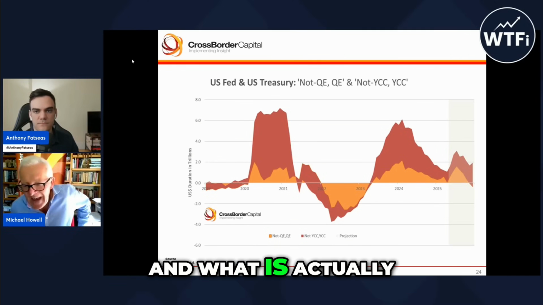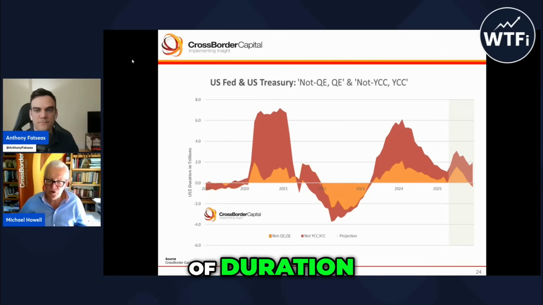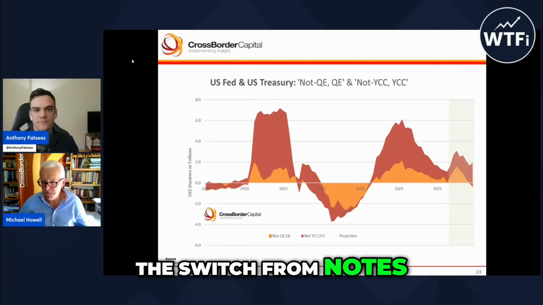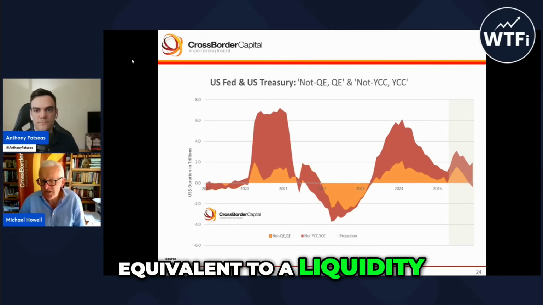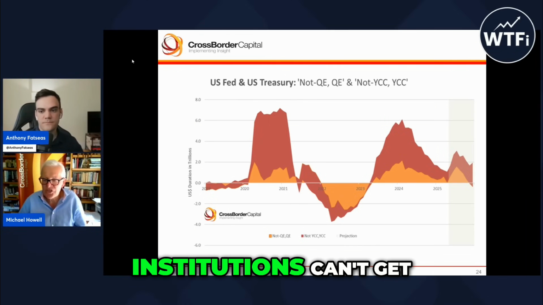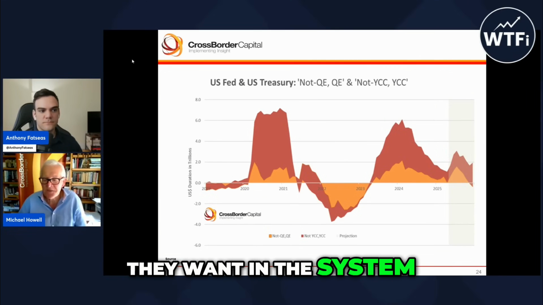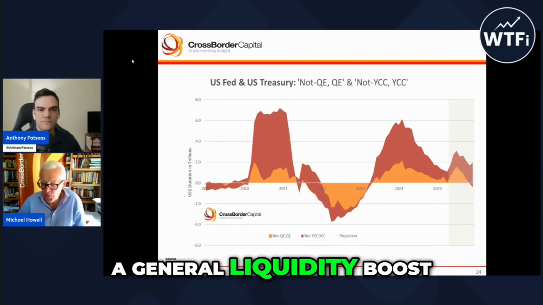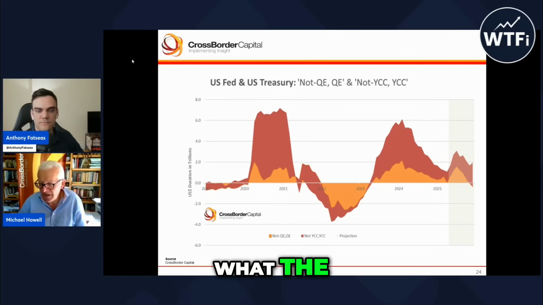And what is actually happening is that the twist in the structure of duration available in the market, the switch from notes and bonds outstanding to more bills, is actually equivalent to a liquidity injection, because the long-term institutions can't get the sort of duration that they want in the system. And therefore, you're really thinking about a general liquidity boost. And that maybe is what the Treasury is currently planning, or that's the outcome.